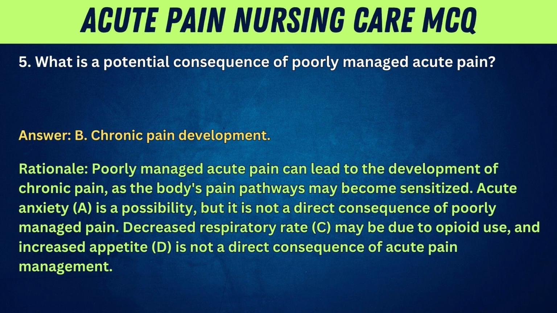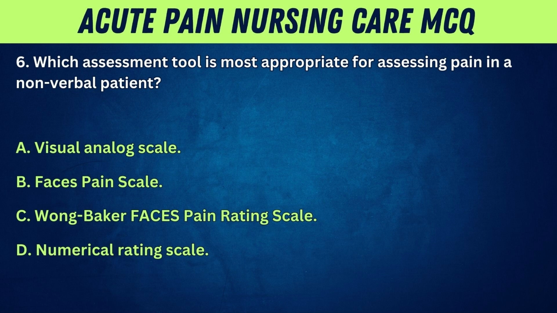Rationale. Poorly managed acute pain can lead to the development of chronic pain, as the body's pain pathways may become sensitized. Acute anxiety, A, is a possibility, but it is not a direct consequence of poorly managed pain. Decreased respiratory rate, C, may be due to opioid use, and increased appetite, D, is not a direct consequence of acute pain management.